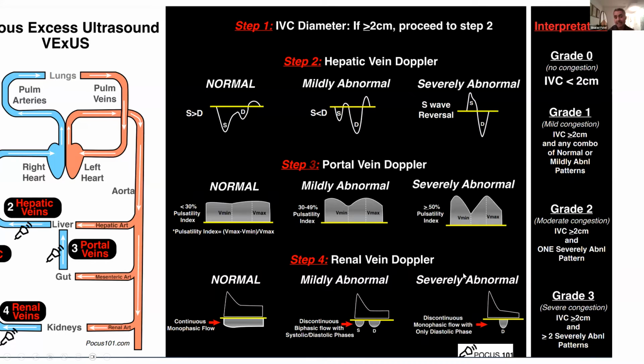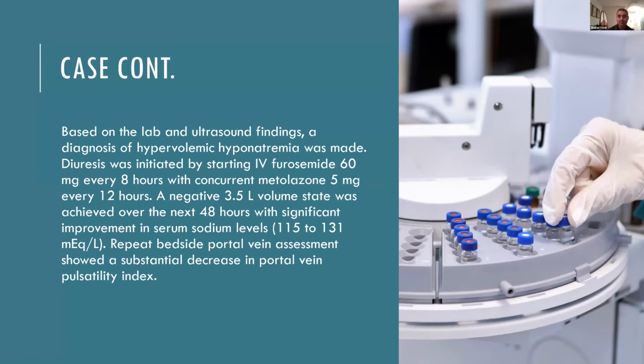So I really need to diurese this patient. Based on the labs and the ultrasound findings, we diagnosed hypervolemic hyponatremia and then likely cardiorenal AKI. So we started diuresis. The patient was getting 60 milligrams of Lasix every 8 hours with concurrent metolazone 5 mg.